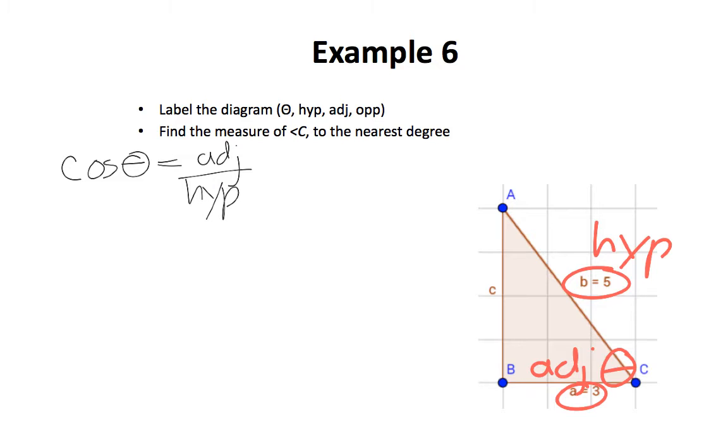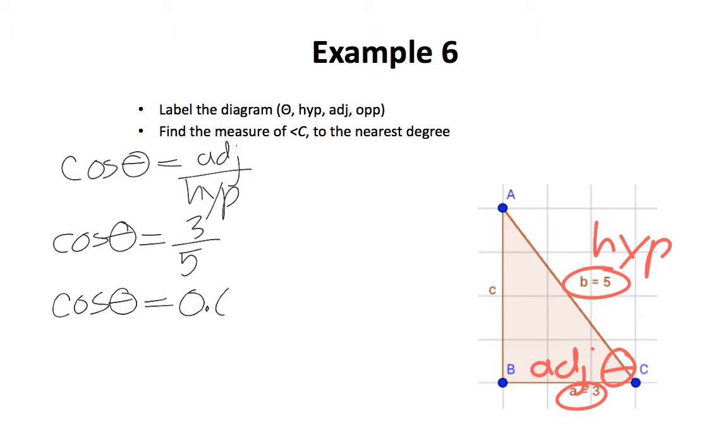Next, I want to substitute in my known values. I do not know what theta is, so let's just leave it alone. Adjacent is 3 and hypotenuse is 5. Since I can't do anything with the left side of the equation, I'm just going to leave it as is. And 3 divided by 5 is 0.6.